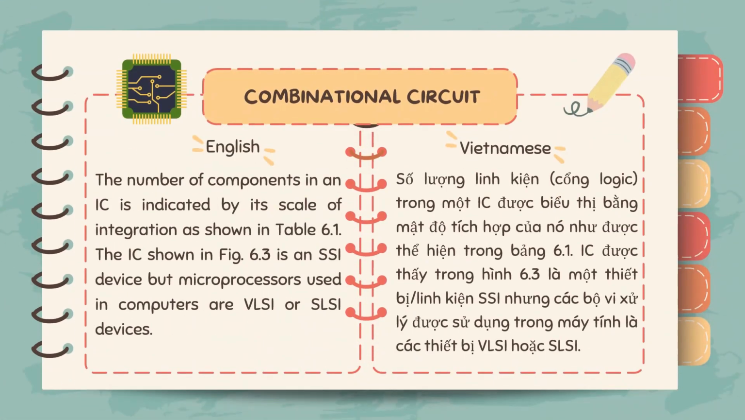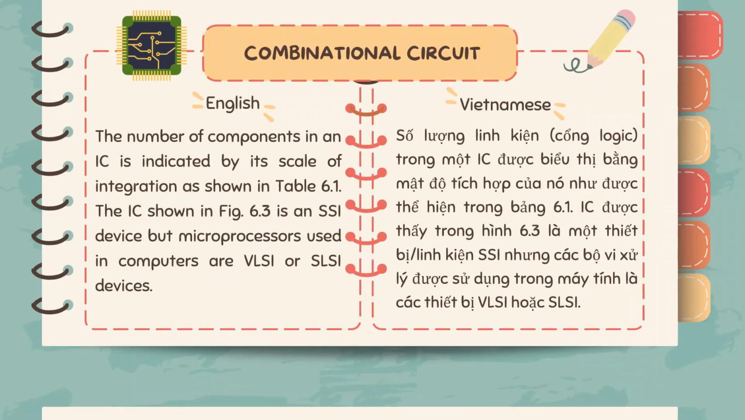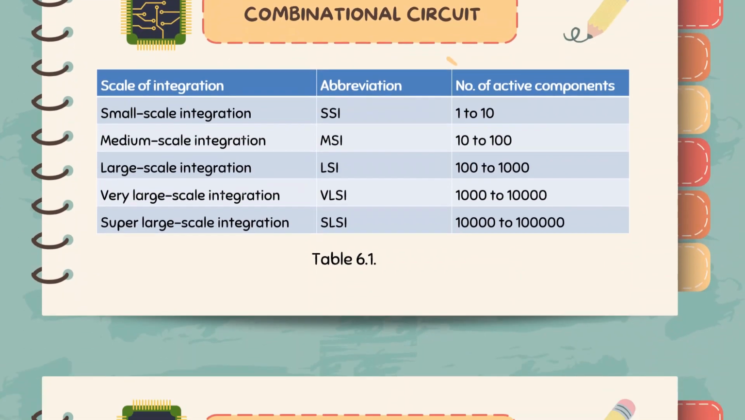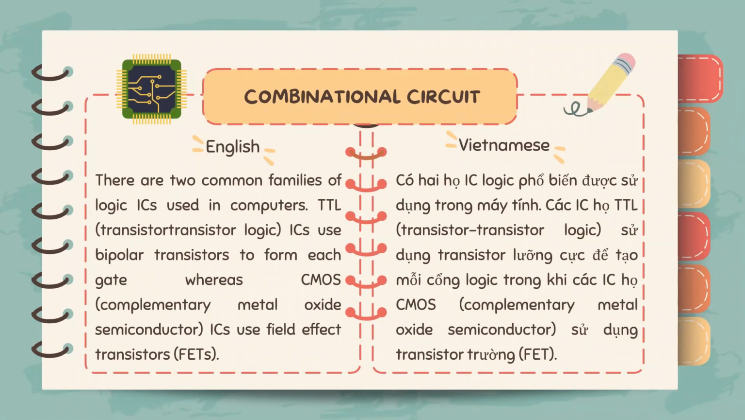The number of components in an IC is indicated by its scale of integration as shown in Table 6.1. The IC shown in Figure 6.3 is an SSI device, but microprocessors used in computers are VLSI or SLSI devices. There are two common families of logic ICs used in computers. TTL, transistor-transistor logic, ICs use bipolar transistors to form each gate, whereas CMOS, complementary metal oxide semiconductor, ICs use field effect transistors.